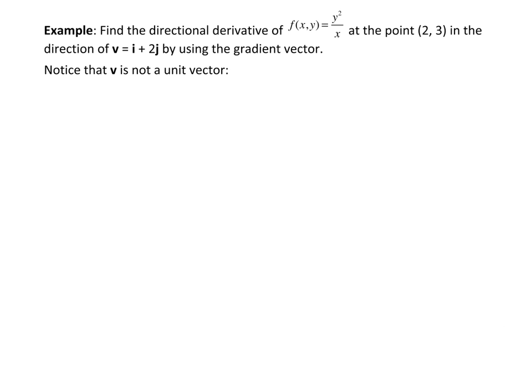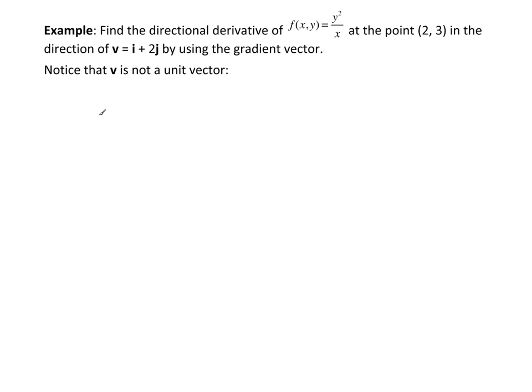So let's take a look at another quick example here. I want to find the directional derivative of f(x, y) = y squared over x at the specific point (2, 3) in the direction of v = i + 2j by using the gradient vector. Now, the first thing you want to notice is that v is not a unit vector.